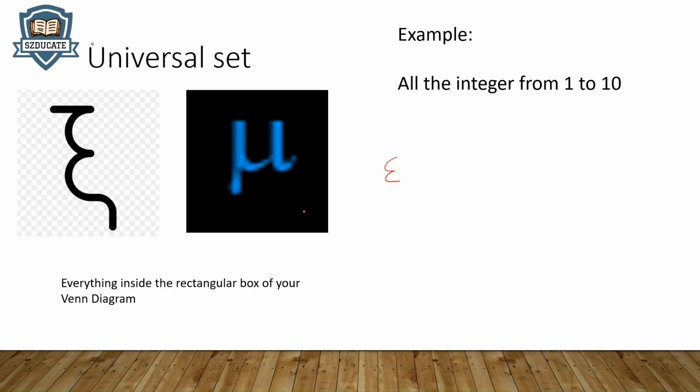Okay, so what is the universal set? It basically means everything inside your rectangle in your Venn diagram. So you have your circle here, your A, your B, everything that falls within your rectangle is your universal set. And you usually have to define this first before you can do any questions. For example, it might say all the integers from 1 to 10. Okay, so 1 to 10 will always be inside here, but which one belongs to A, which one belongs to B, depends on how you define A or B.